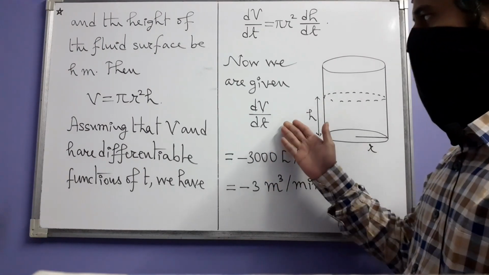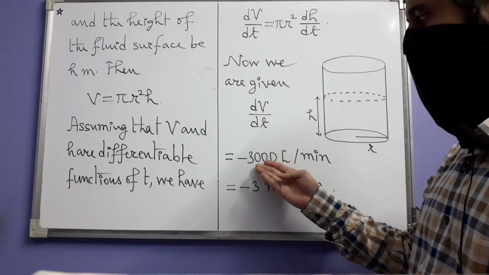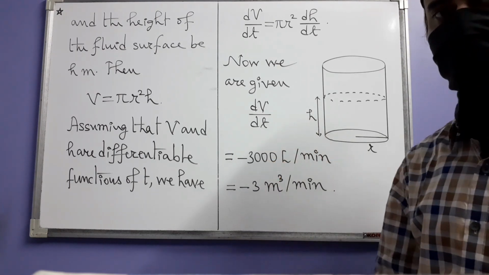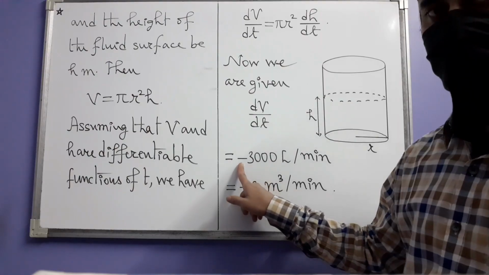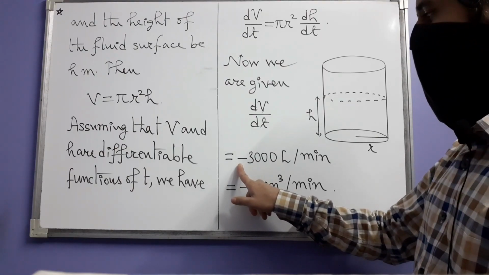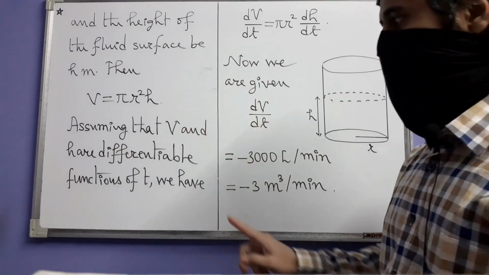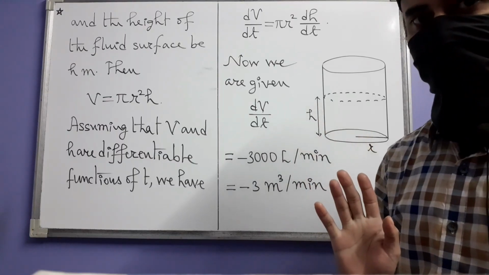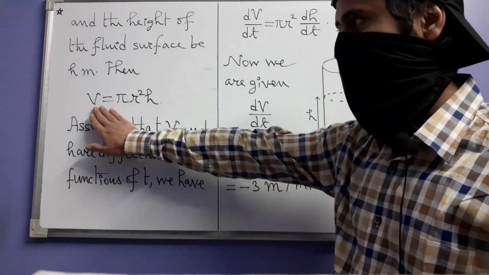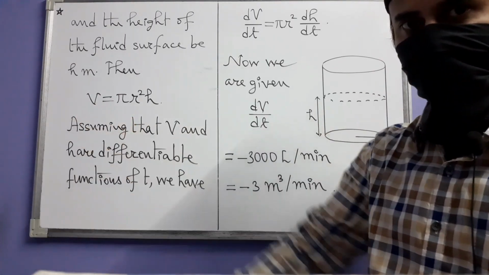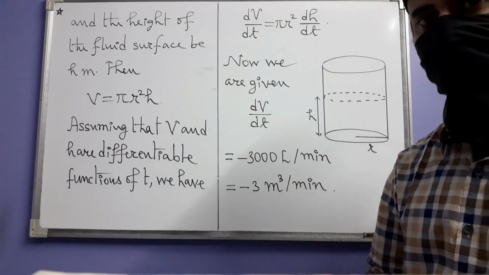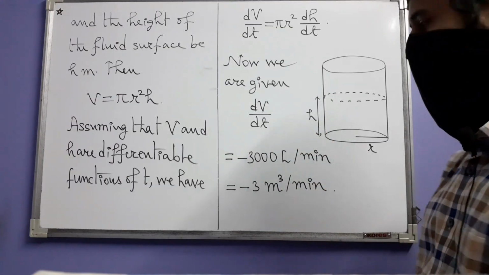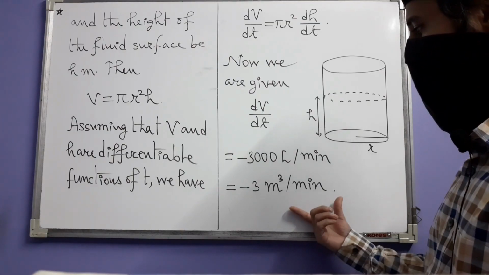Now this is given to us that the volume is decreasing at the rate of 3000 liters per minute. Because it's decreasing with time, we have a minus sign here. But the volume is not expressed in liter. We have chosen the unit cubic meter for volume. So you need to convert this liter into cubic meter, for which you have to divide by 1000. And that's how you get this figure.